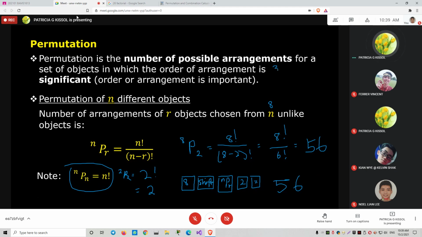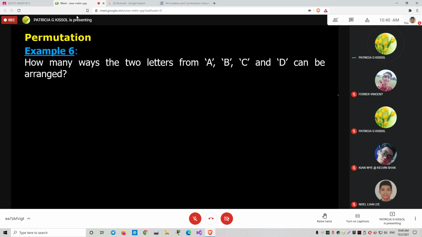So be careful, if 3 permute 3, what do you get? Uh, 6. Yeah, because it is 3 factorial, and we know 3 factorial is 3 times 2 times 1. It is 6. Okay, so need to be careful about that. All right, so these are considerations with permutation. Let's look at an example.